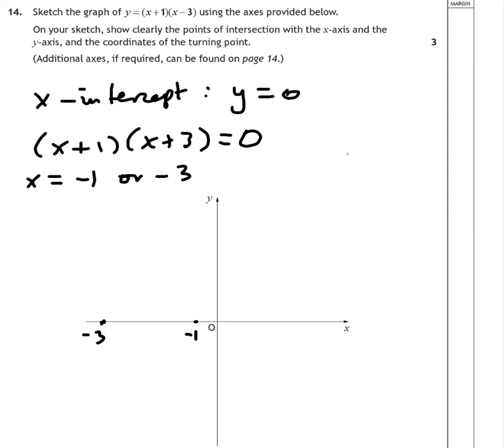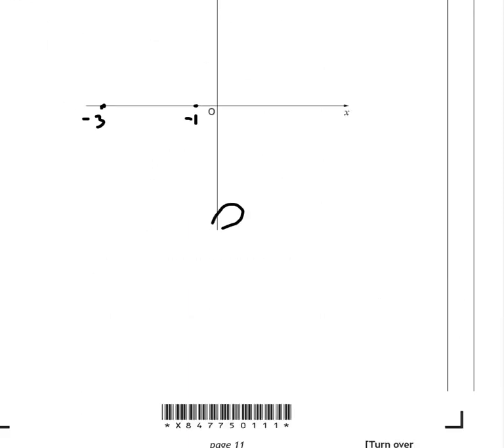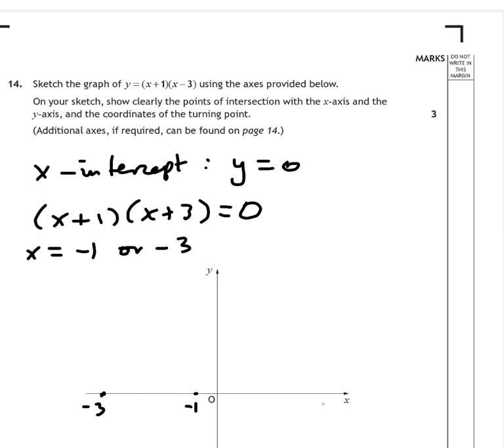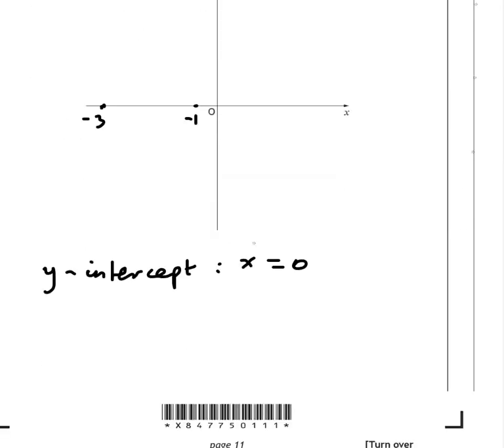And then to find the y-intercept, so let's do that over here. The y-intercept is found by setting x equals 0 this time. So if we put x equals 0 into the original equation, that would become 1, and this bracket would become -3. So you get 1 times -3, which is -3. So you end up with y equals -3.